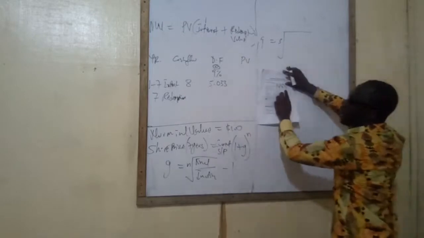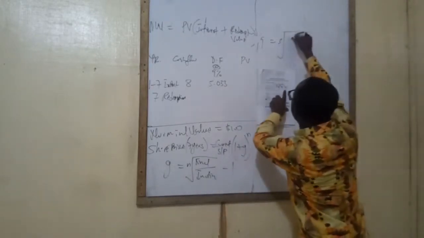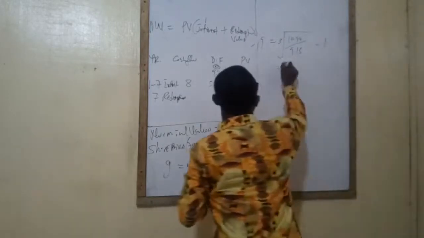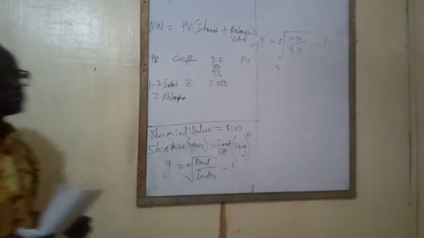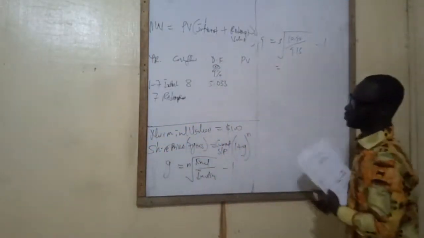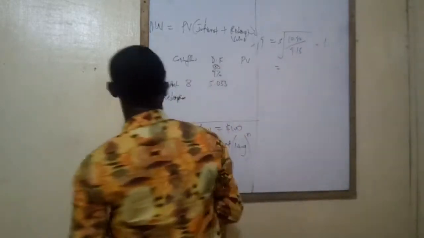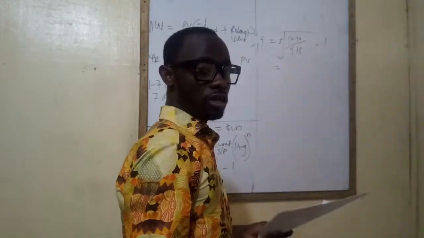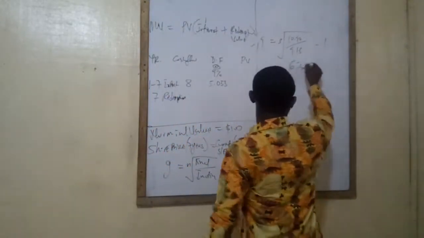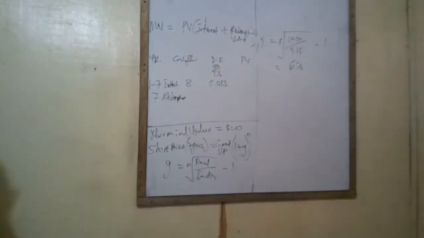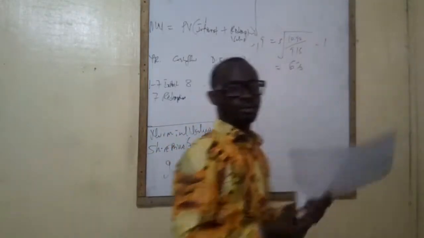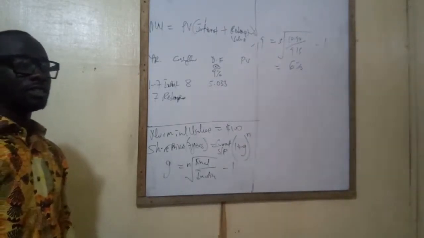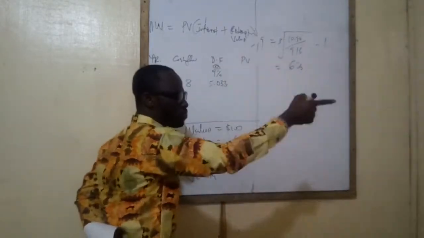Then what is the final share price? 10.90 over the initial share price, 9.15, minus 1. Can you punch this, to the power of 1 over 3? What do I have? 6%. Is it confirmed? Why didn't you bring your calculator? Six percent. Okay.